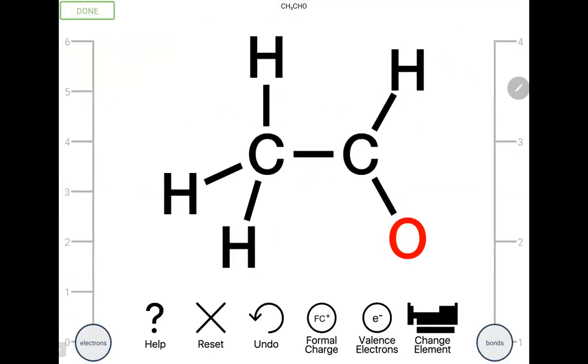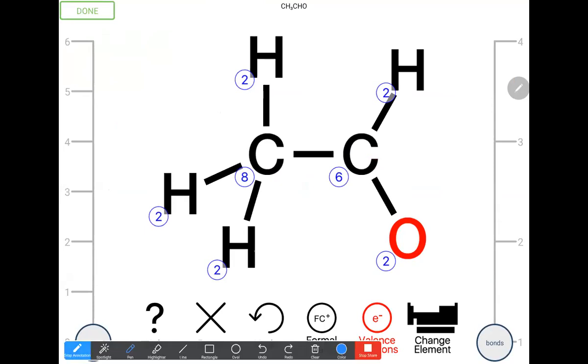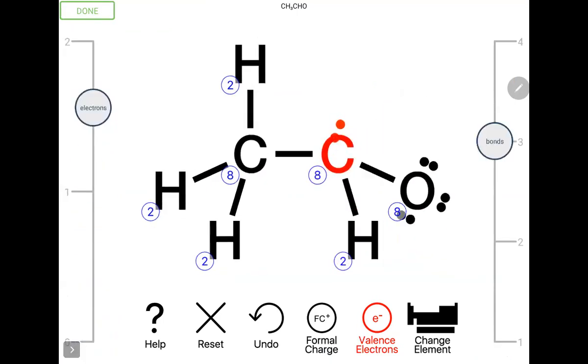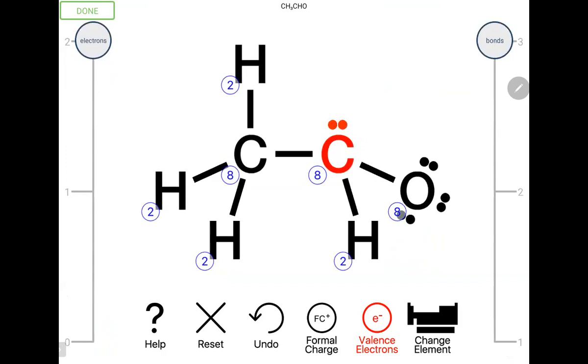Okay, so if I look at valence electrons, I see some problems. So hydrogens are all good, 2, 2, 2, 2. This carbon here is good. This one's not, it's only got 6, and the oxygen only has 2. Now we could give that 6, but we only have 2, so we could do this, right?